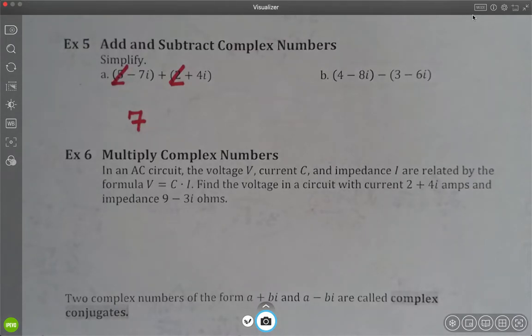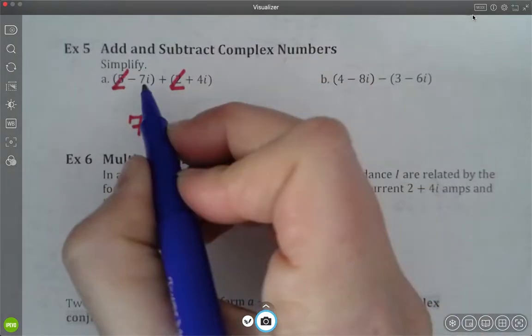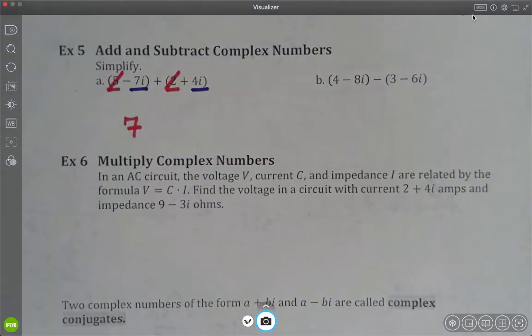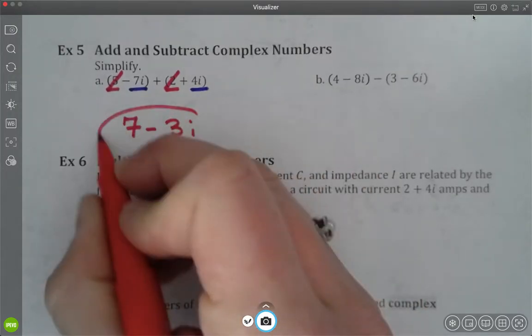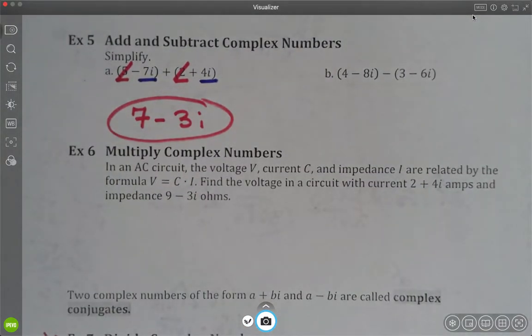So, 5 and 2 add together to make 7. Now, can the 7i and the 4i go together? You betcha. But this is negative 7i and positive 4i, which is negative 3i. And that is all, folks. That's it. They're not bad.